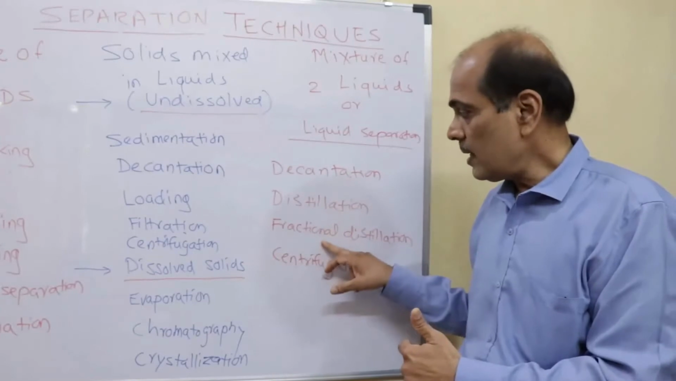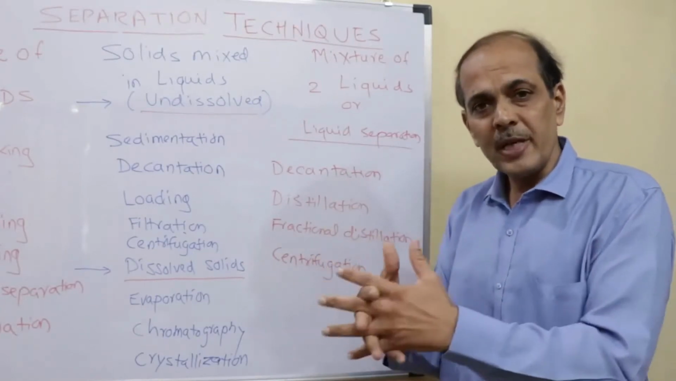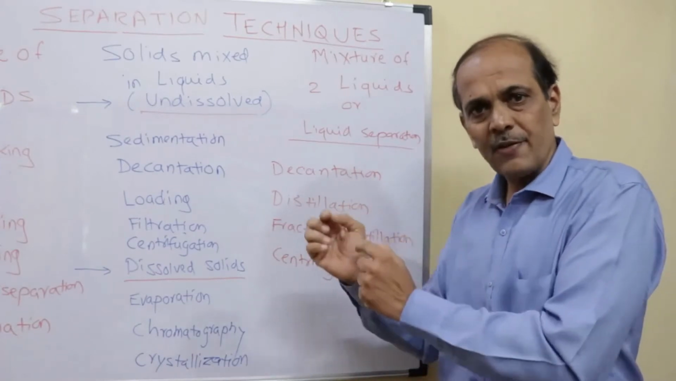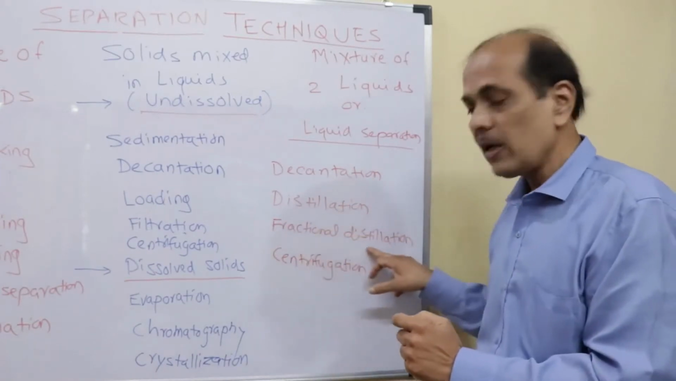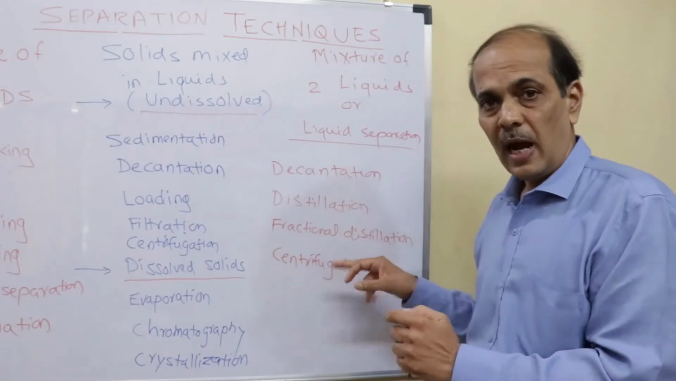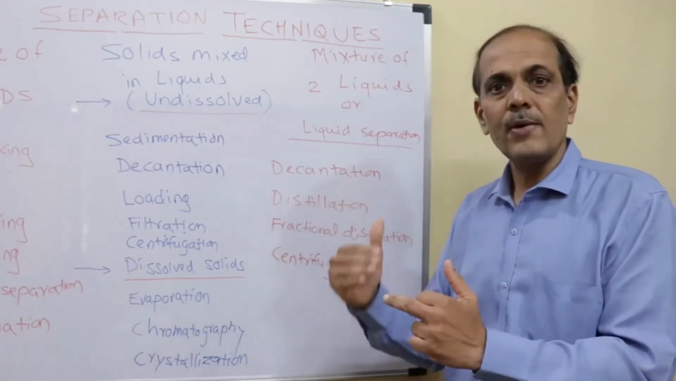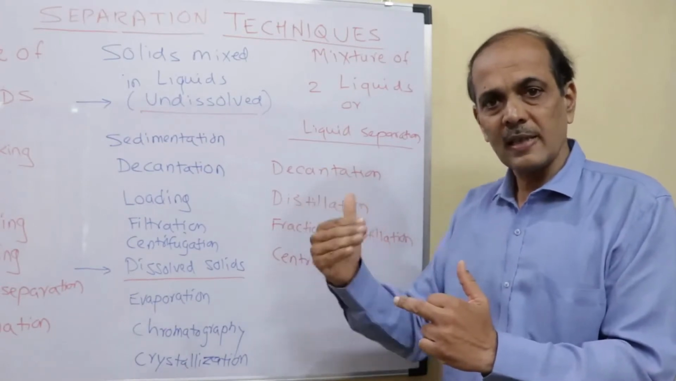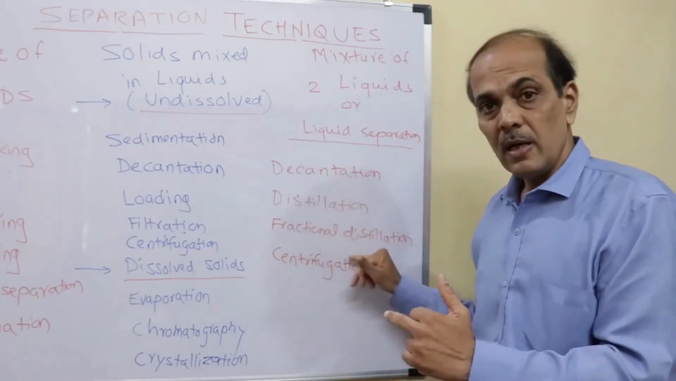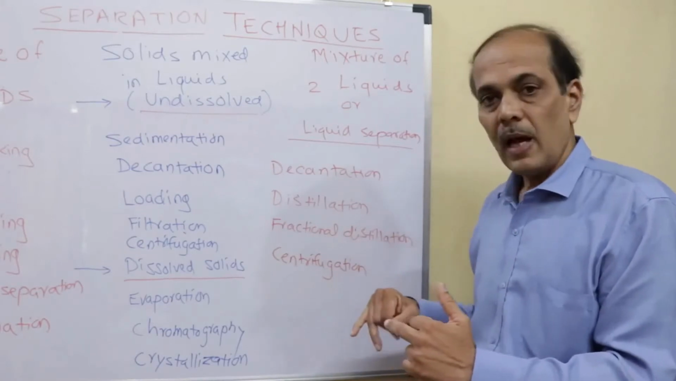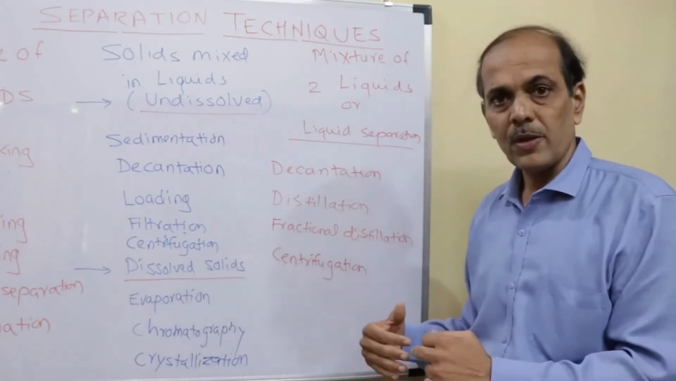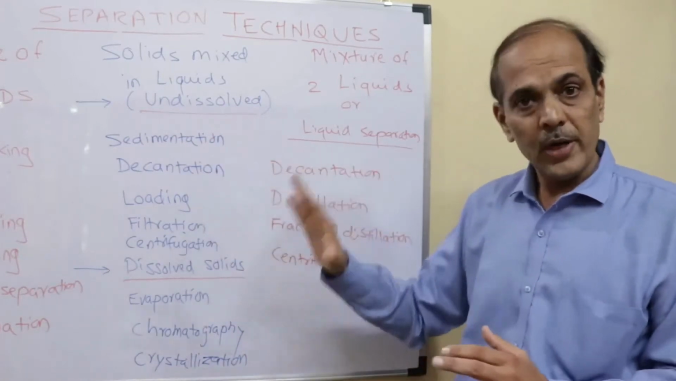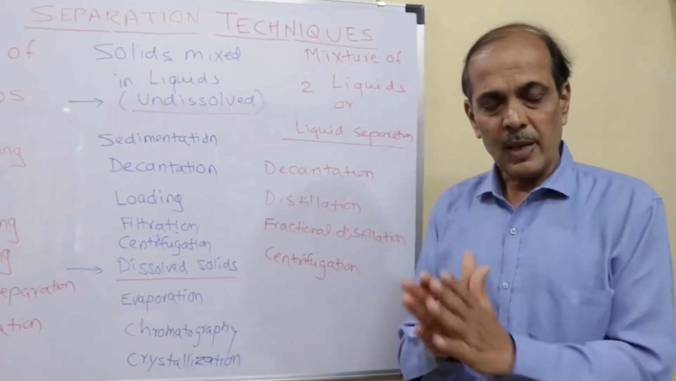And if there are some liquids mixed with each other and their boiling points are a little different from each other, then you can use a technique called fractional distillation and separate out one liquid at a time by increasing or decreasing the heat. You can take out different liquids mixed with each other. And of course centrifugation, in the same way you can use it even for liquids. So all these techniques we use in our life to separate mixtures.